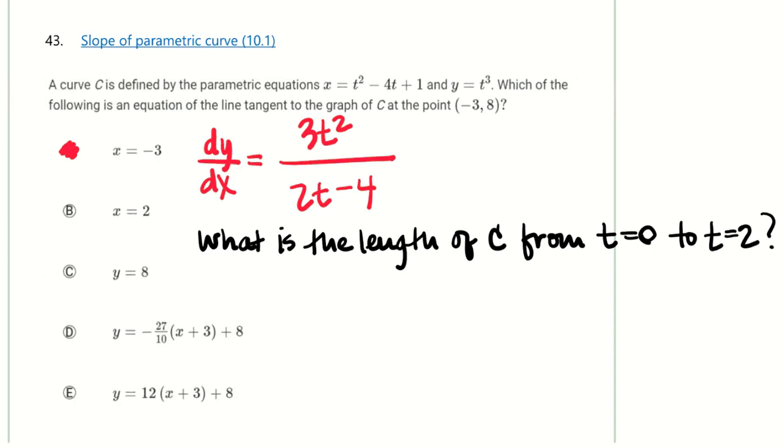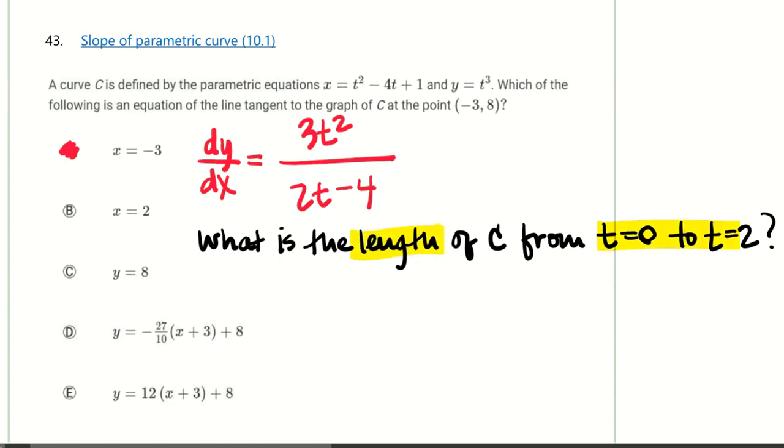Okay, then I'll just add my own question here. What's the length of curve C from t equals 0 to t equals 2? If they ask you about a length for t values, you're going to use the parametric formula, and that would be the integral from t equals 0 to t equals 2 of the square root of not 1 plus dy/dx squared, but (dx/dt) squared plus (dy/dt) squared.